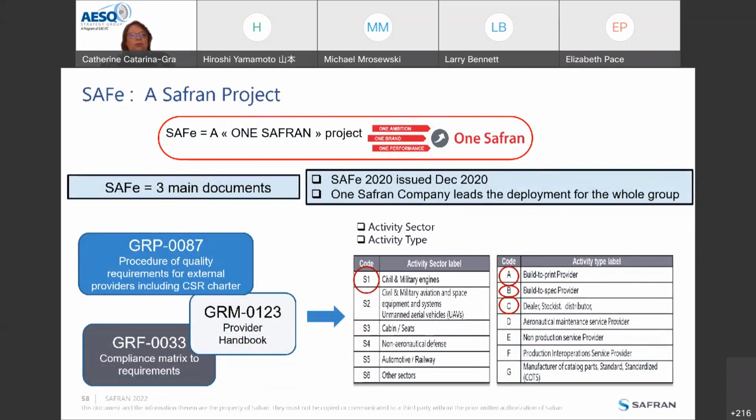So AS13100 today concerns only S1 suppliers, which are the suppliers related to civil and military engines. Also, as in RM 13009, we have some activity types. So we are aligned with the build to spec provider, the build to print, the build to spec, of course, the distributor, and so on. And special processes and raw material are inside those categories. So this is the way we are managing today our requirements to our supply base. Next, please.